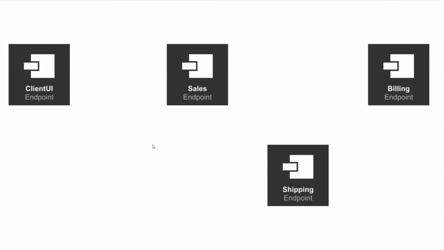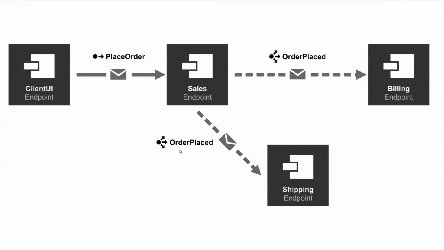So I will use that endpoint to push buttons and it will send a message to the sales endpoint, a place order message, a command. And then the sales endpoint is going to publish order placed. And we will have two subscribers to order placed, both billing and shipping. So billing will turn around, and in a real system, it would charge the credit card and do all those sorts of things. And when all that's completed, it will publish an order billed.